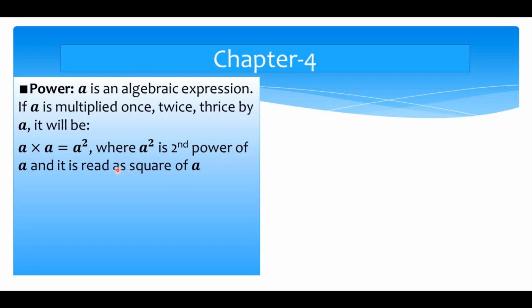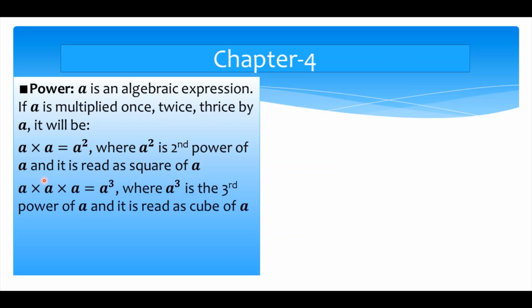That means we can say A to the power 2, or we can read it as A square. Now A multiplied by A multiplied by A equals A to the power 3, where A to the power 3 is the third power of A and it is read as cube of A. That means we can say A to the power 3, or we can read it as A cube.